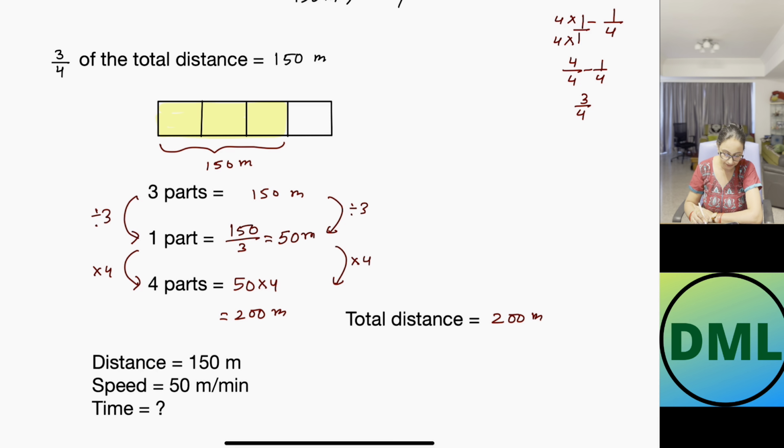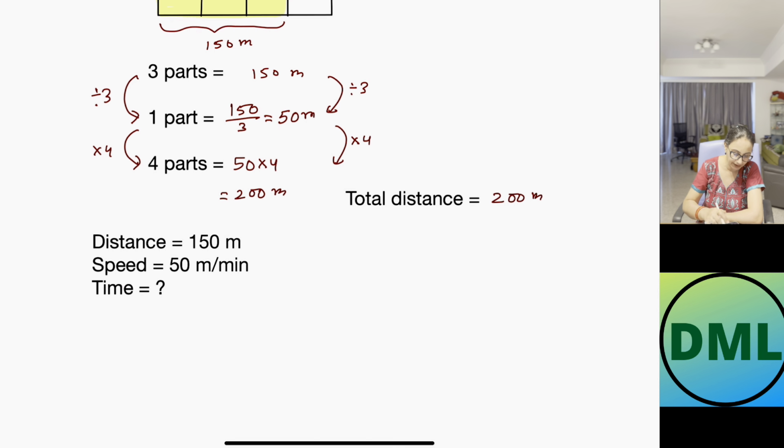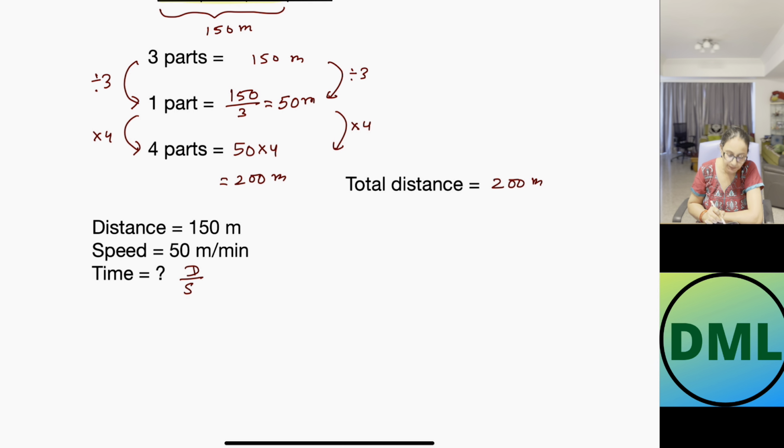I have to calculate the time for my second half of the journey, where the distance is 150 meters and she covers it with the speed of 50 meters per minute. In this case, meter and meter are the same. I'll get my answer of time in minutes. Let's find out the answer in minutes first. Time will be given as distance over speed. Distance is 150 over the speed is 50.